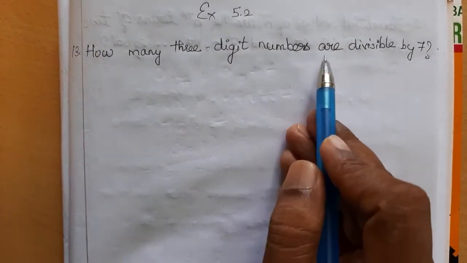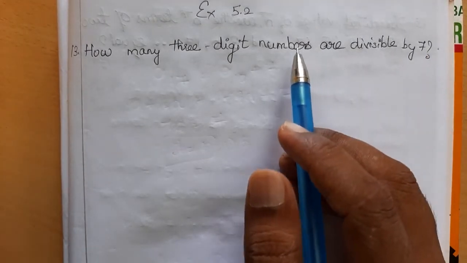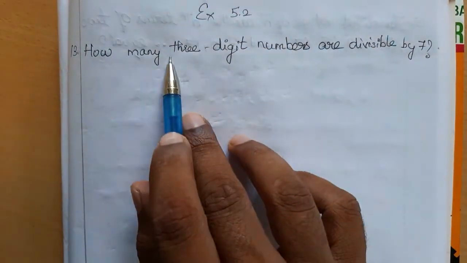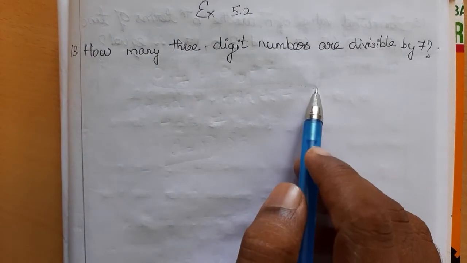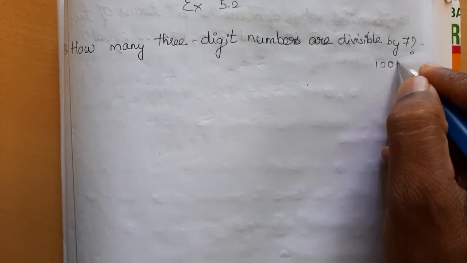How many 3 digit numbers are divisible by 7? If it is divisible by 7, it should be a multiple of 7, right? It says a 3 digit number, so let me form an AP. The first 3 digit number is 100. Is it a multiple of 7? No, so it will not divide.